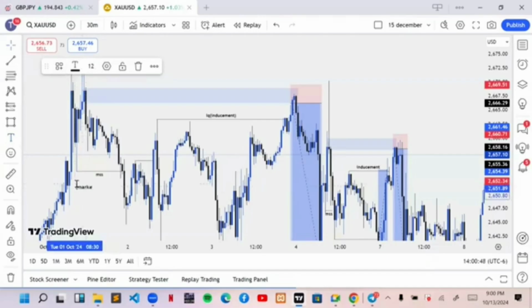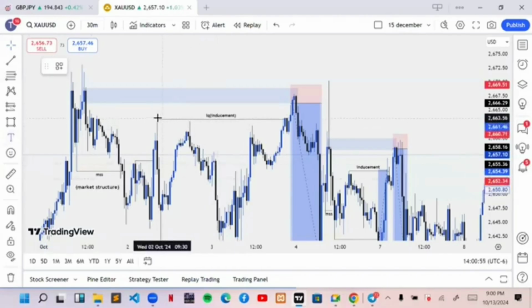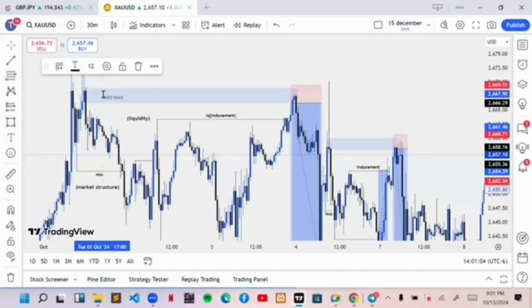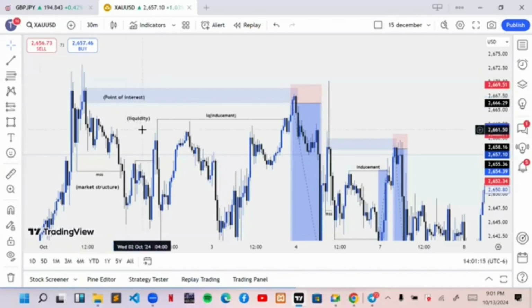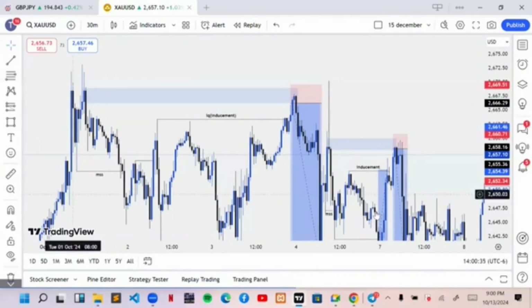So market structure. This is liquidity, and then point of interest. We can see the three parts of the structure sheet: market structure, inducement, point of interest.